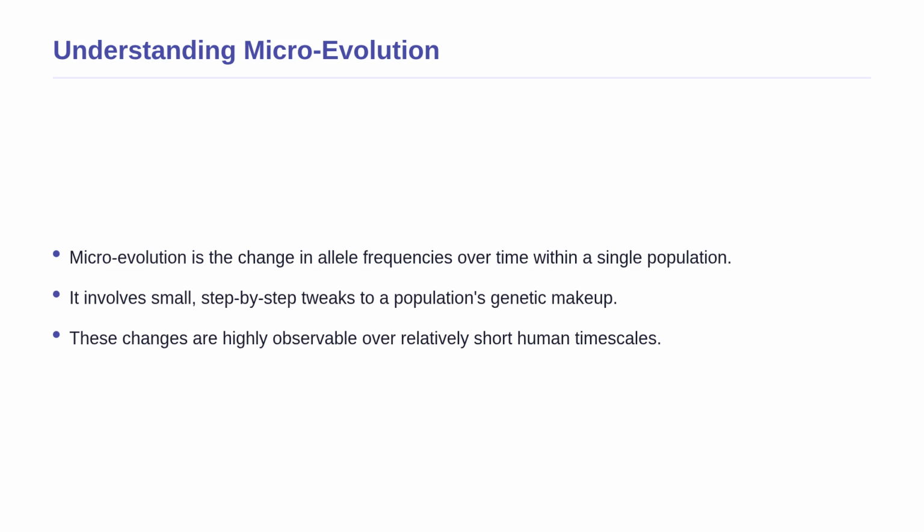We're not talking about a dinosaur turning into a bird overnight. We're talking about small, step-by-step tweaks, like mice developing darker fur to blend in with volcanic rocks. Because these changes happen within a single population, we can actually observe them over relatively short human timescales.